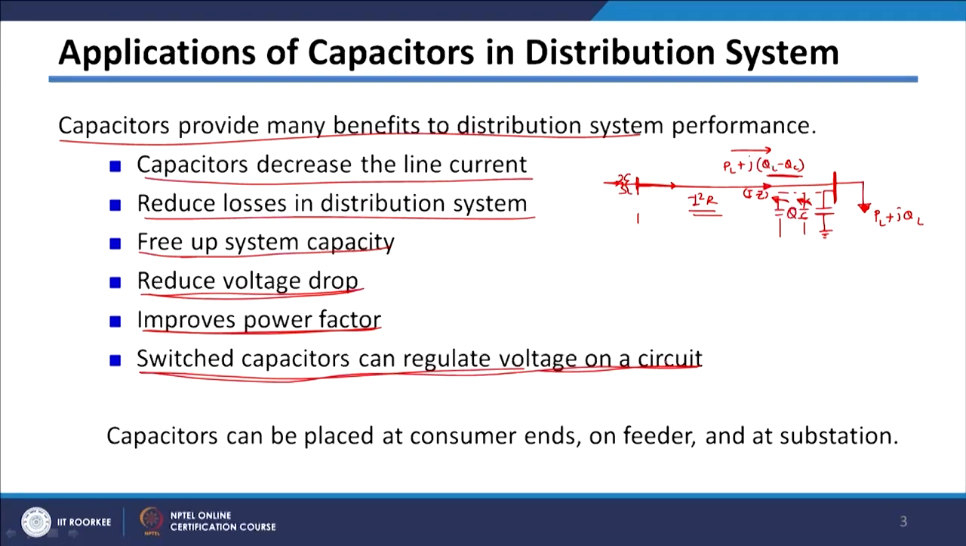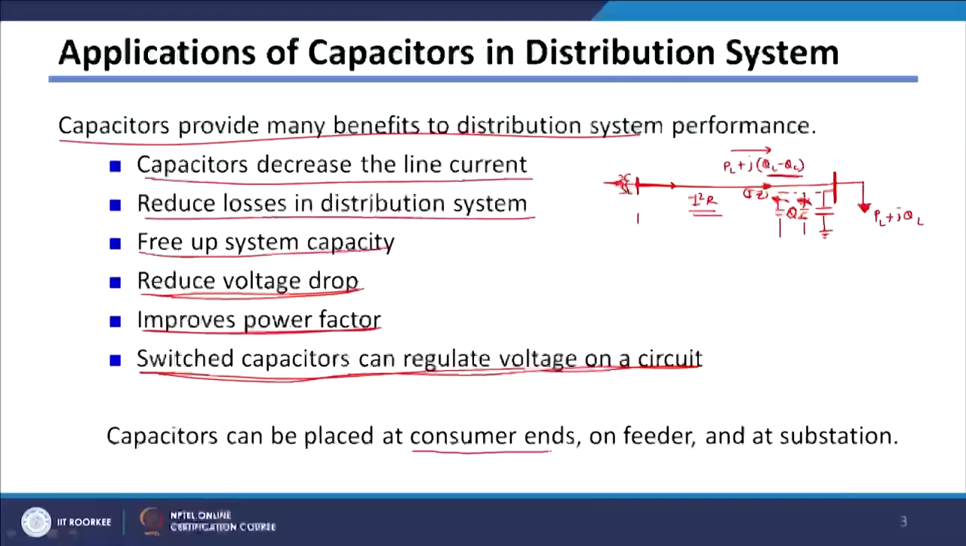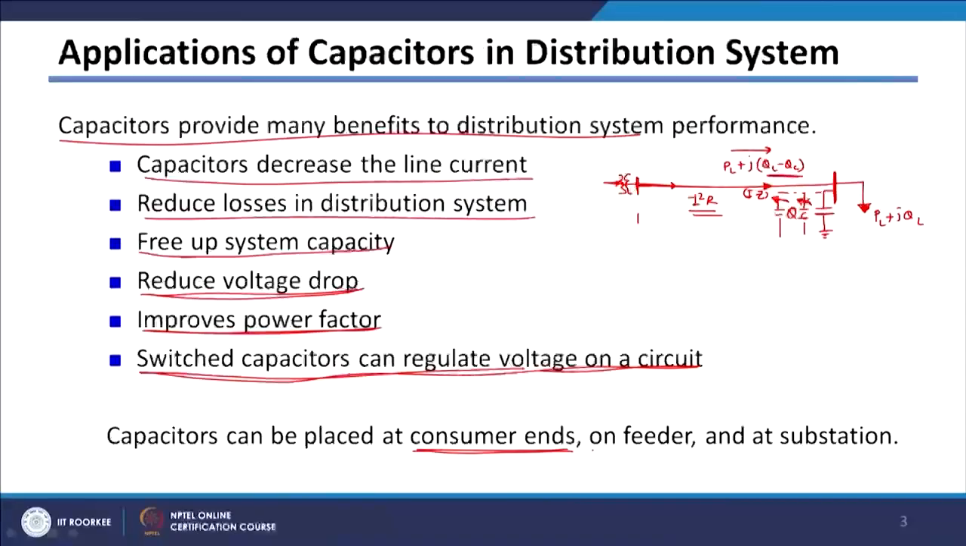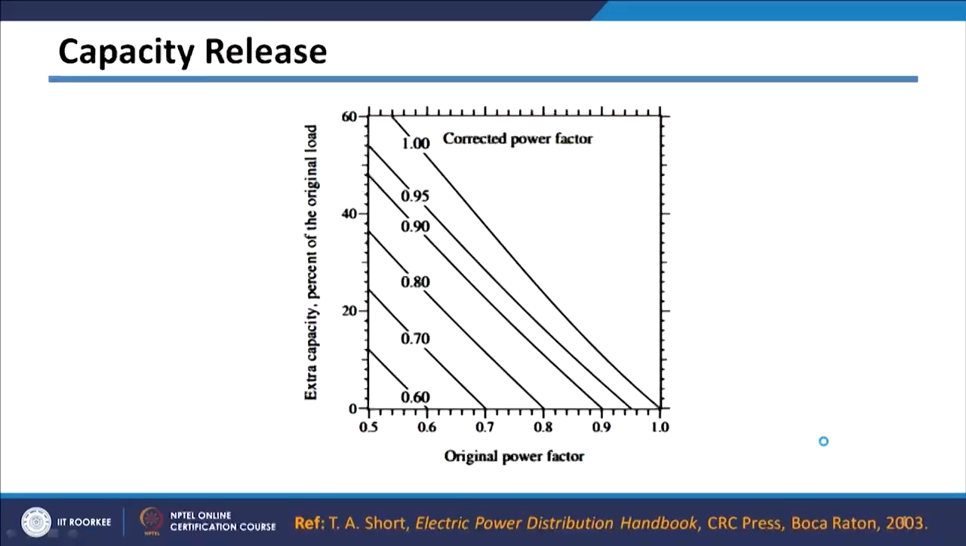Now, these capacitors can be placed at various locations in the distribution system. The most preferred location is actually the consumer end, because there we get maximum benefit as we are providing reactive power locally. However, it is not possible to provide a capacitor at each load end, so sometimes capacitors are provided on a feeder, on a pole at some location on a feeder, or at the substation. If it is a switched or controlled kind of capacitor, it is always better to use it at the substation. So, there are various locations where capacitors can be placed.